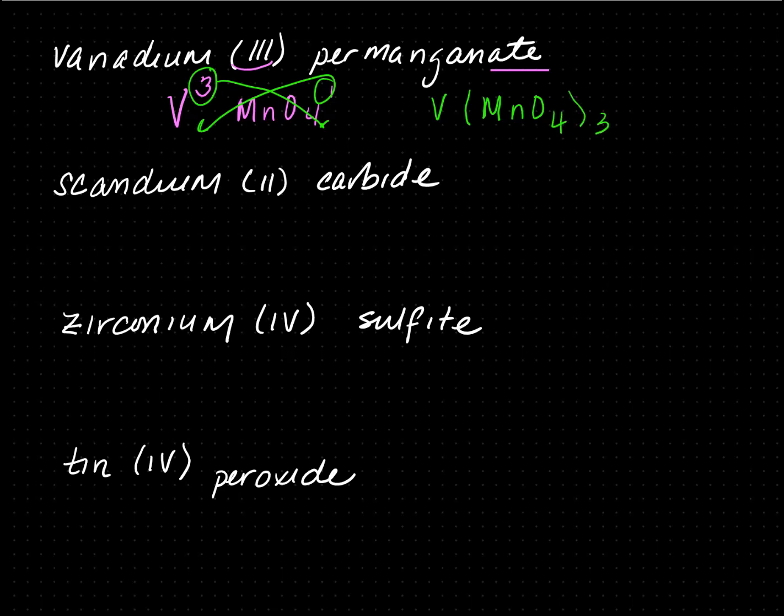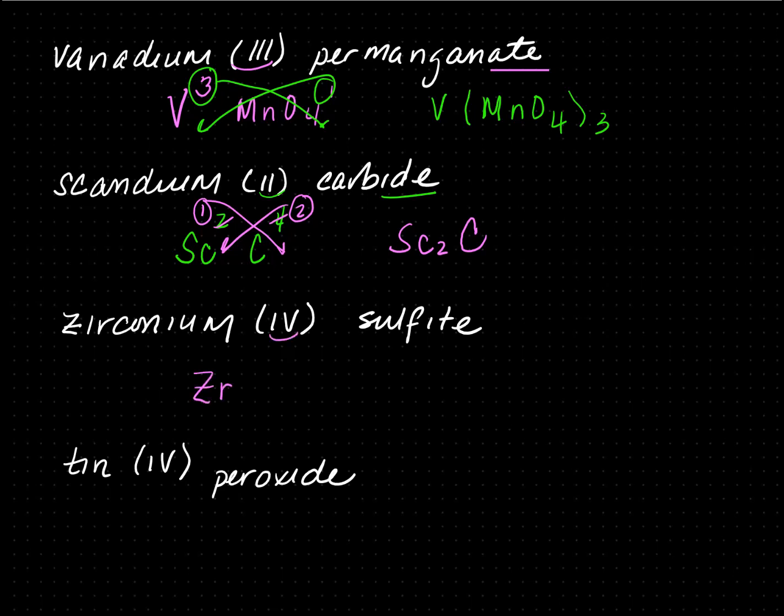Scandium 2 carbide. Scandium is Sc, which is also a transition. Charge is 2, given in the parentheses. Carbide is a nonmetal off the periodic table. C, charge of 4-. This can be reduced, divisible by 2, so scandium becomes 1. Carbide becomes 2. I crisscross. So it becomes Sc2C.